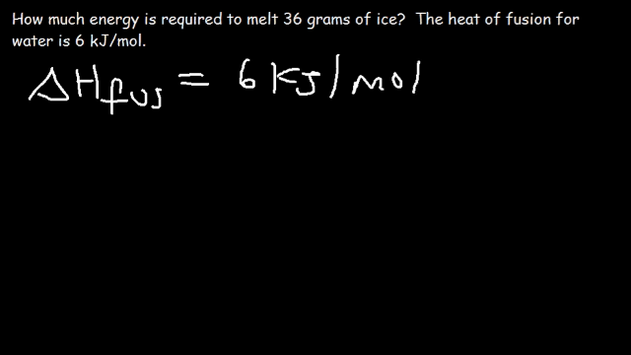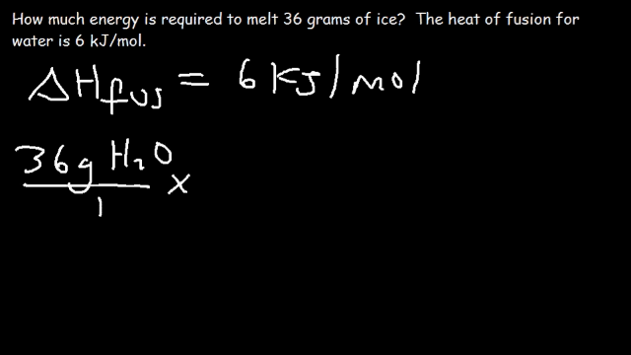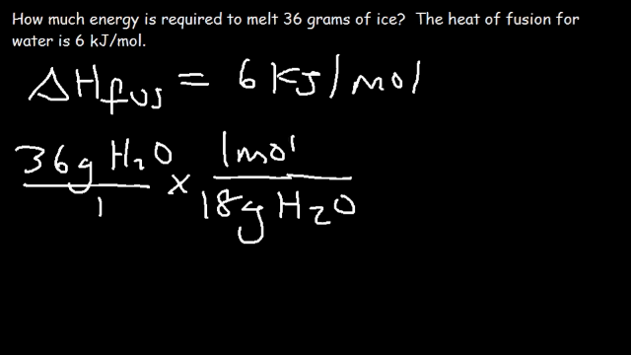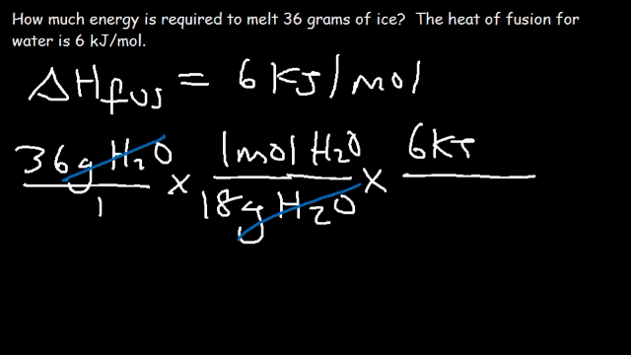Now for a phase change problem, the best thing to do to get the answer is simply to convert. We can take the grams, convert it to moles, and then convert it to kilojoules. So let's start with 36 grams of water. The molar mass of water, which is going to be 2 plus 16, is 18 grams per 1 mole. And so the units, grams, cancel. And now we can convert moles into kilojoules. There's 6 kilojoules of heat energy that correspond to 1 mole.